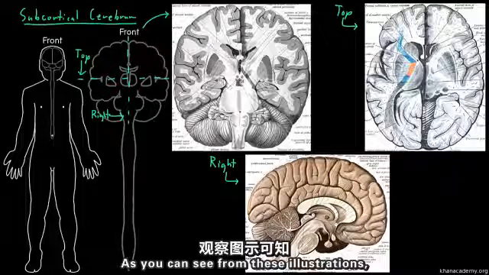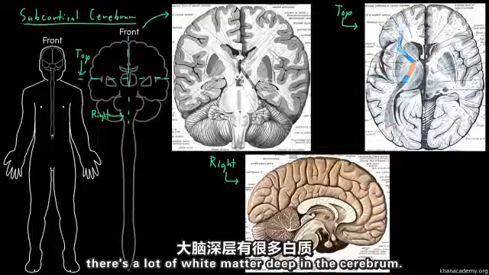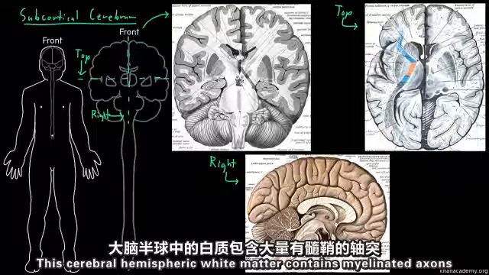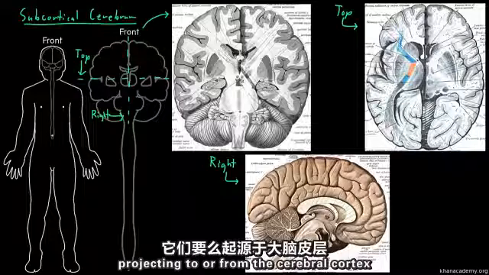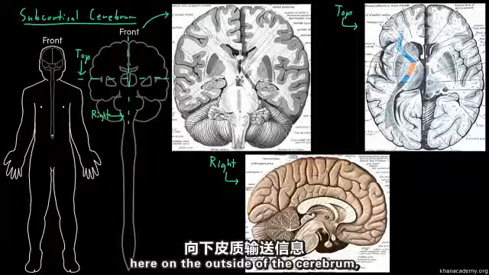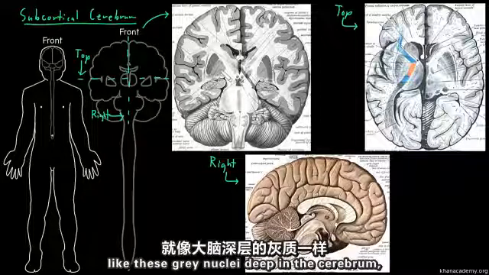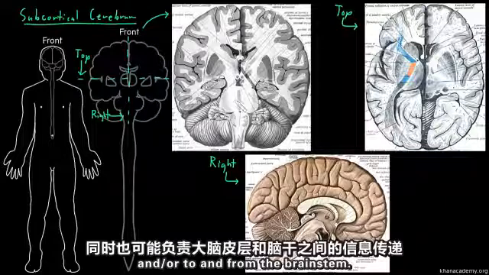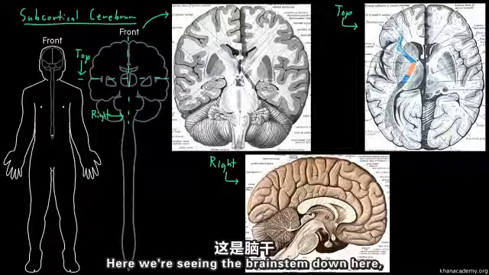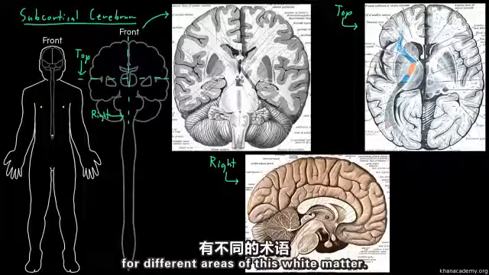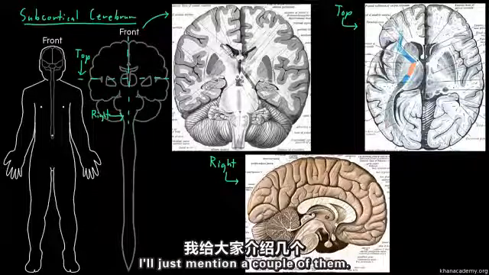So as you can see from these illustrations, there's a lot of white matter deep in the cerebrum. And this cerebral hemispheric white matter contains myelinated axons projecting to or from the cerebral cortex here on the outside of the cerebrum, and to and from these subcortical structures like these gray nuclei deep in the cerebrum, and or to and from the brainstem. So here we're seeing the brainstem down here, and all this white matter is connected. And there's lots of names for different areas of this white matter, and I'll just mention a couple of them.